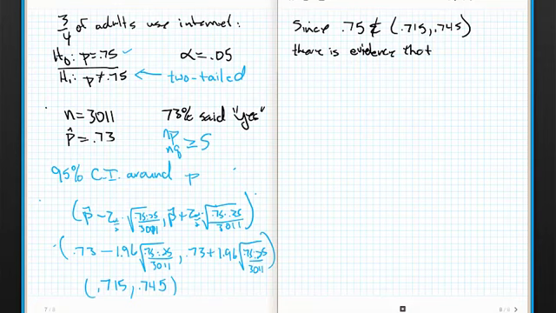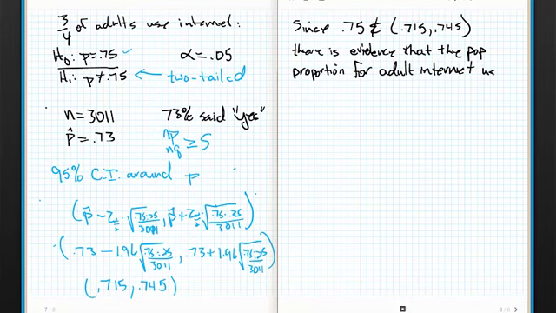that the population proportion for adult internet users isn't 0.75. Now, why do we get to say that?